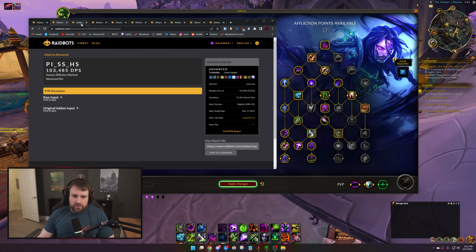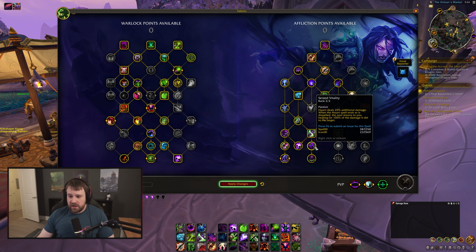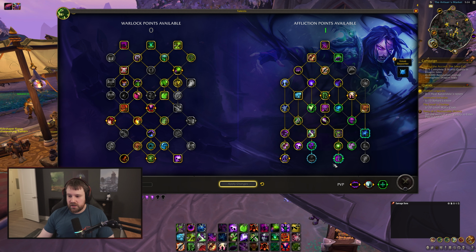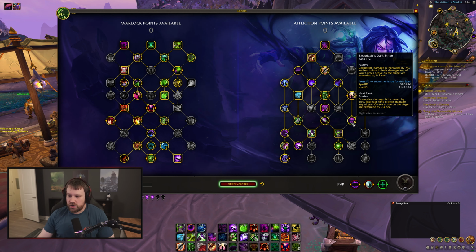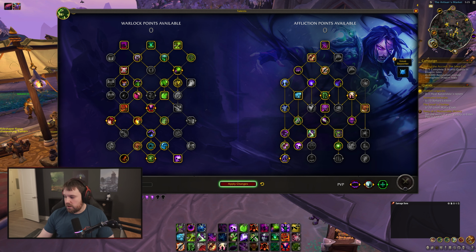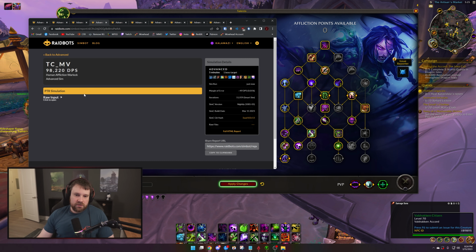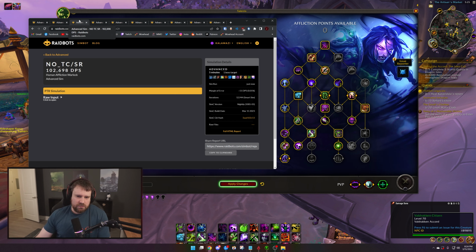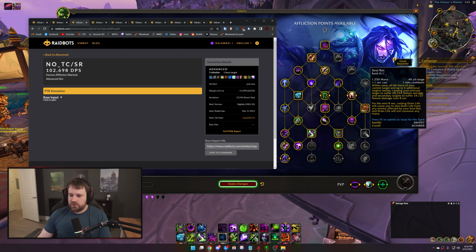So moving on from there, the next build that I wanted to sim was a Tormented Crescendo Malevolent Visionary sim. So basically what we did is we ended up pulling these 2 points and going like this, and I got through my last point up here in Sacrilegious Darkstrike just to see where damage would be playing Malevolent Visionary, right? So we're playing Crescendo, playing Visionary, playing Dark Glare and all that, and we got a 98,220 sim. Not the most impressive, about a 4.5k DPS loss compared to the Soul Rot build before.